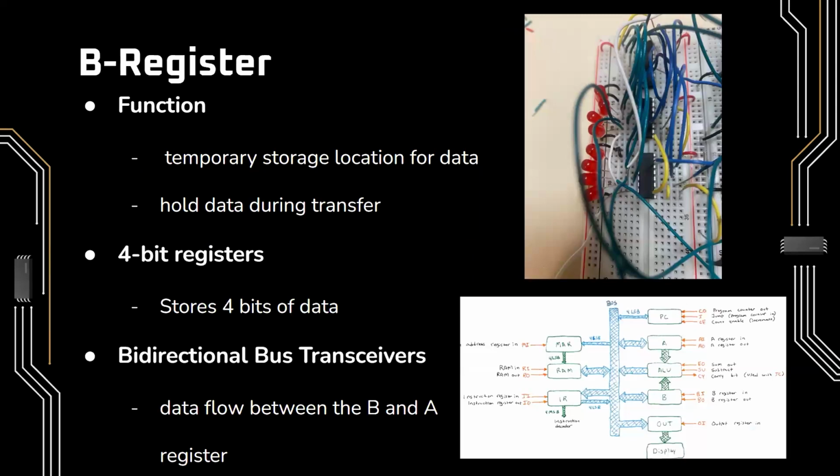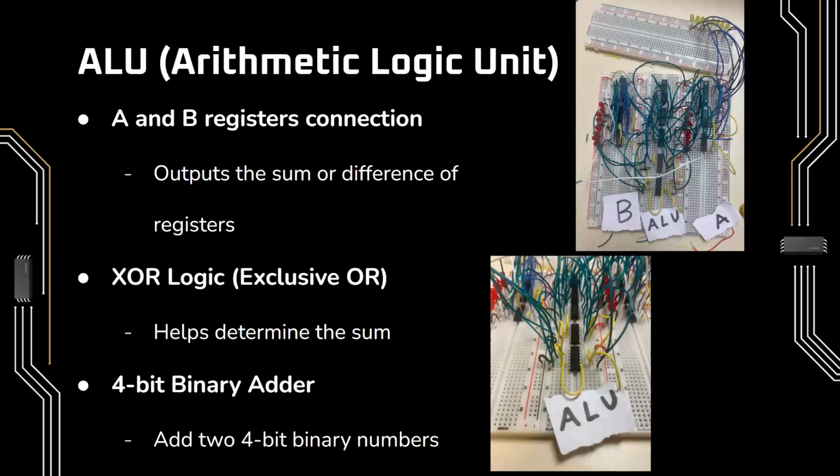Yeah. And the B register is similar, except it's used for temporary storage of data and holds data during transfer. For the B register, we use two 4-bit registers, each of which stores 4 bits of data, which is 8 bits total because it's an 8-bit computer. We also use a bidirectional bus transfer, which is the data flow between the A and B registers. Here's a diagram of the B register and its components.